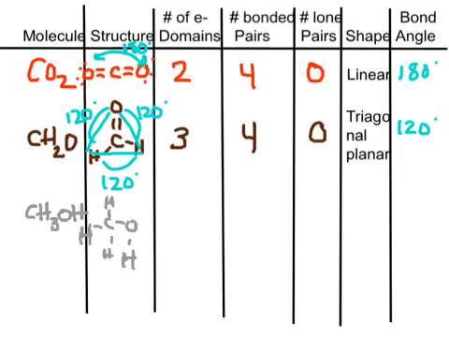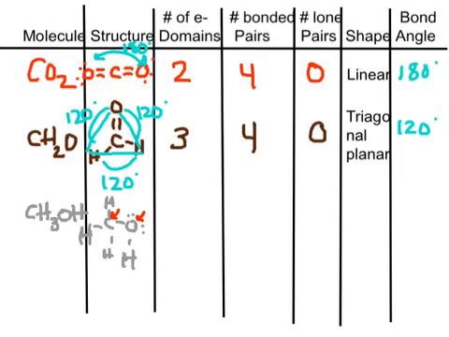So we see here that we don't have just one central atom. We actually have 2 central atoms. We have a carbon here that is attached to hydrogens, and we also have an oxygen here that has more than one attachment to it. So we've got 2 central atoms. Now, you have to look at each of the atoms separately.